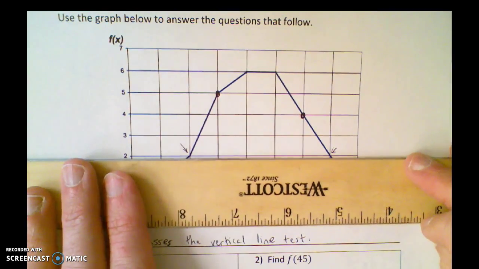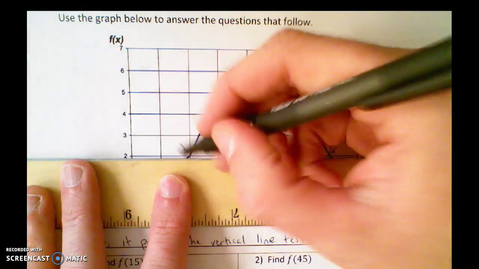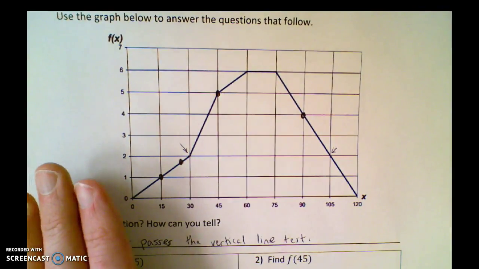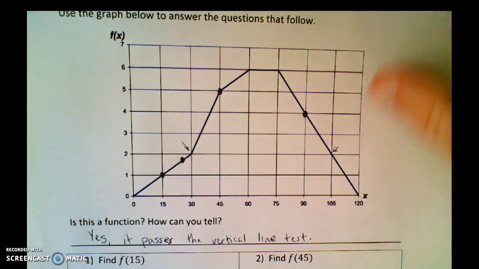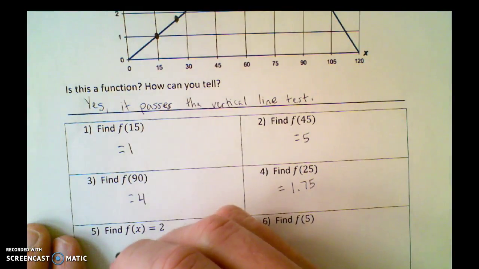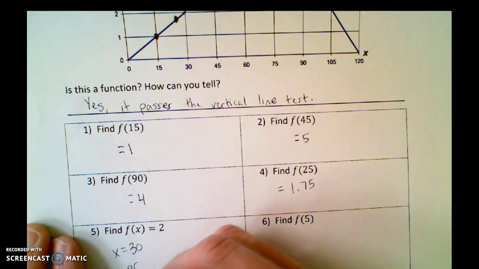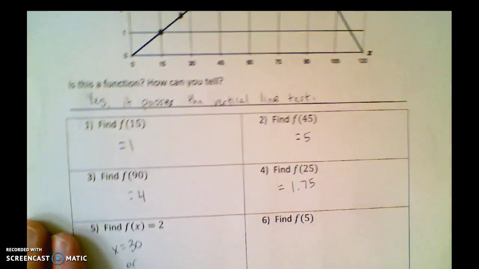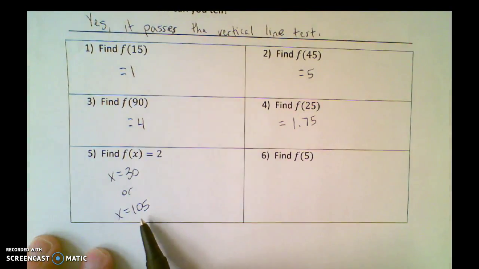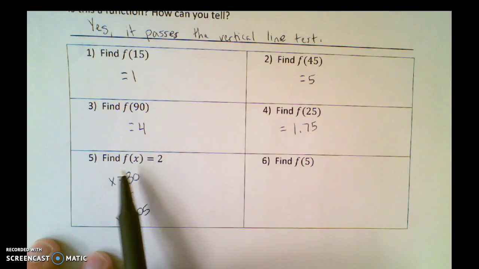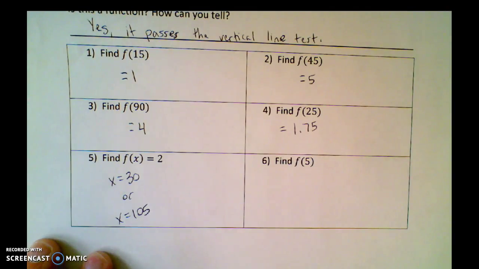Looking at my ruler, if I kind of look at it this way, there are 2 inputs that give me an output of 2. And the 2 inputs that give me an output of 2 are 30 and 105. So x equals 30 or x equals 105. For those inputs on my graph, they give me outputs of 2. So that's what that question's asking. What are the inputs that give me an output of 2?